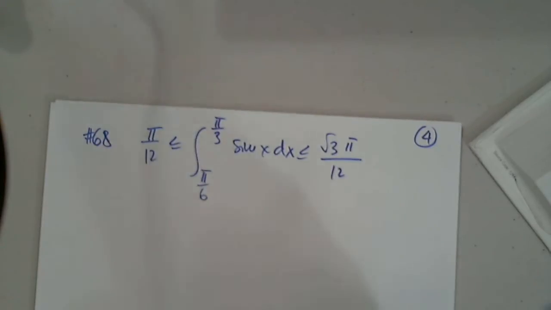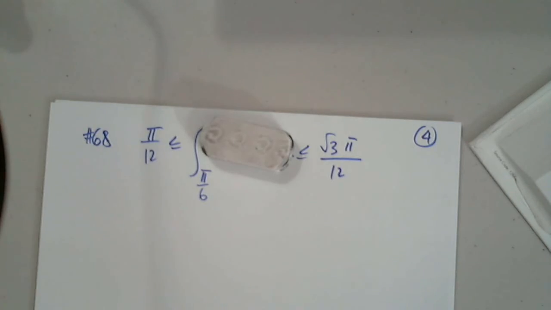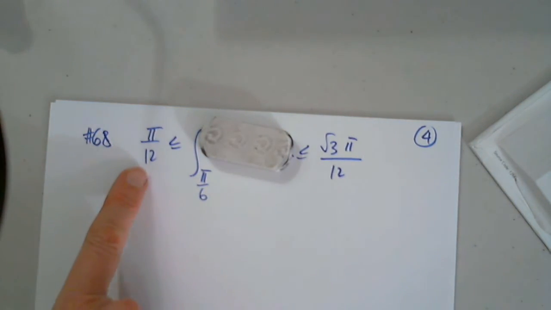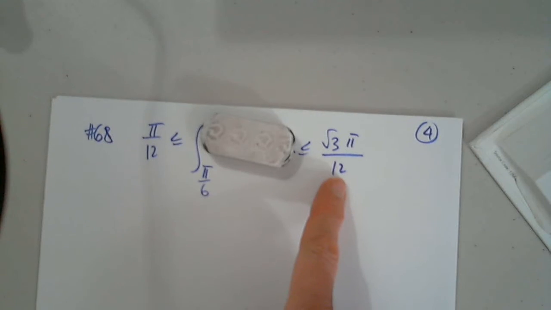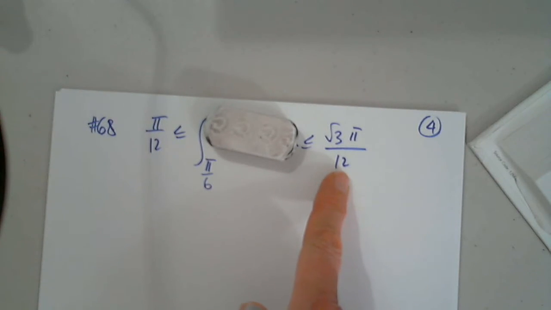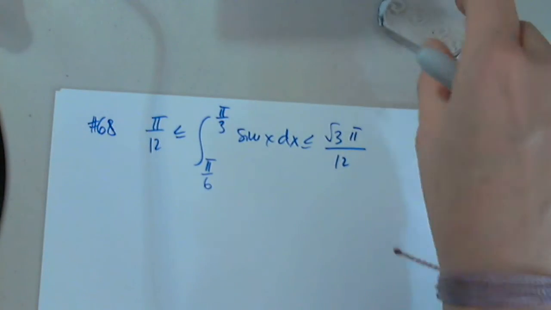But this is not what the problem is asking us. They're asking us to show that this integral is a number between pi over 12 and the square root of 3 times pi over 12. So where's my starting point?